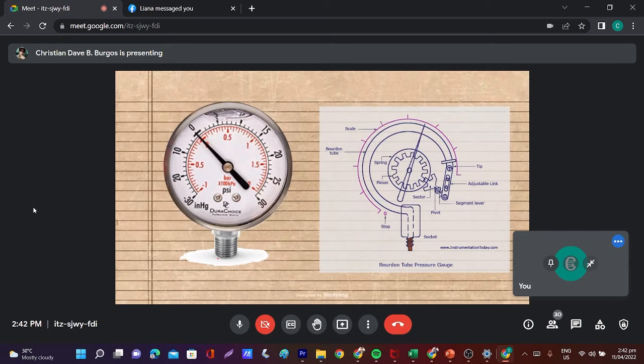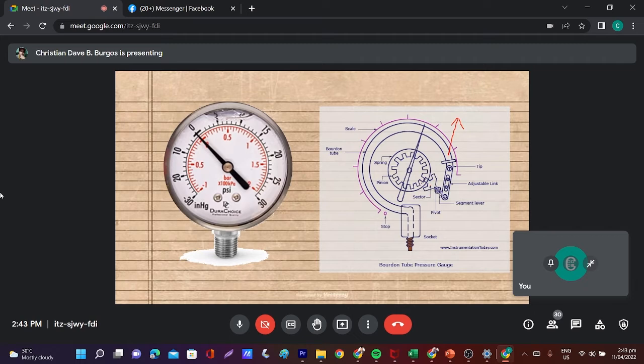Ang explain ko lang po is yung kanina, sabi sa video rin, saka sabi rin ng aking ka-groupmate, na etong Bourdon tube, kapag naka-experience siya ng gauge pressure or ng positive pressure, it tends to straighten. So, let's say the motion is patayo. By mechanism, nakalink siya dito sa the sector, or we can say a crank with gears.